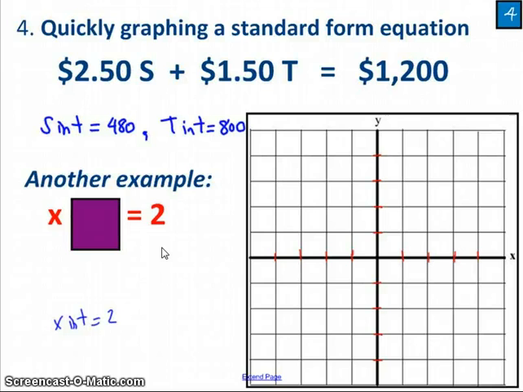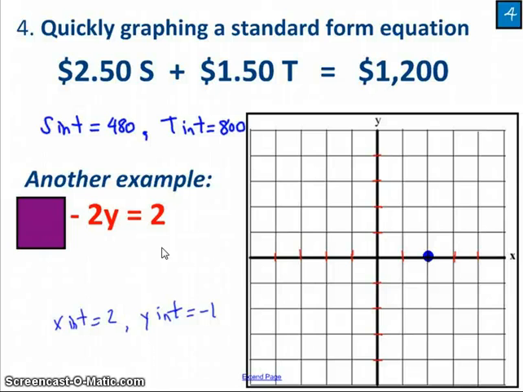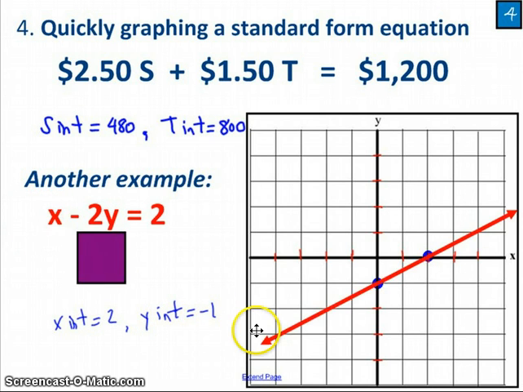I can at this point go ahead and plot this one this time. And there's my x-intercept of 2. Now I cover up x, and my y-intercept, well, if I divide 2 by -2, my y is going to be -1. I plot that. Draw a line through it. It's that fast. I've now finished the task of quickly graphing, in this case, this standard form equation.